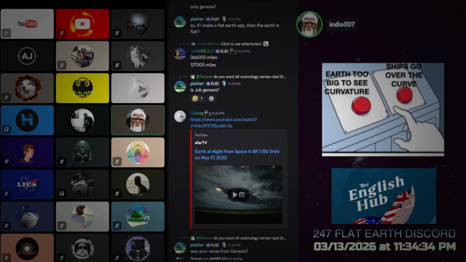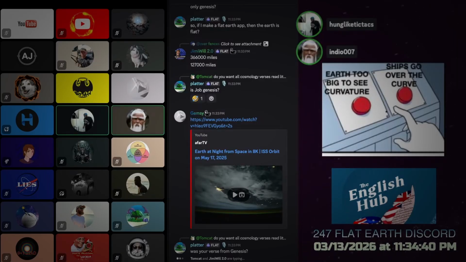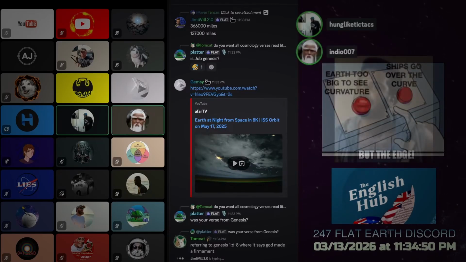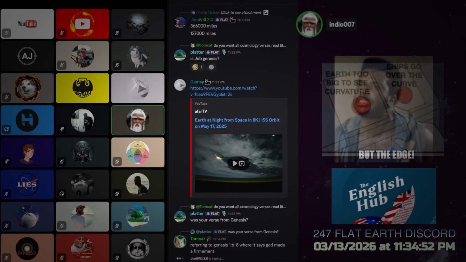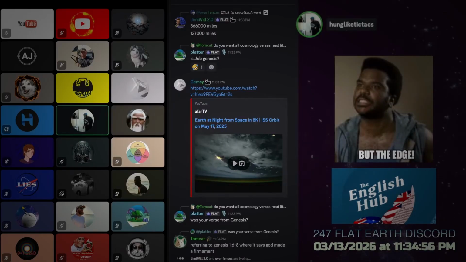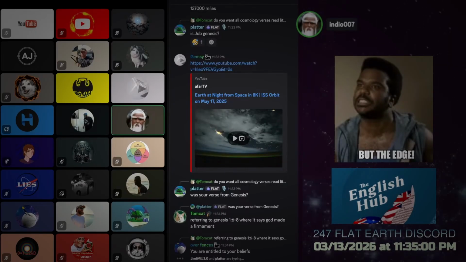See, the ISS shouldn't show any curvature. It's not high enough. Do you see how you're already going off on your script? You're not even talking to me. You're following the script. What script? I didn't know what you were gonna post. How would I have a script for something I didn't even know you were gonna post? All you're doing is sophistry.